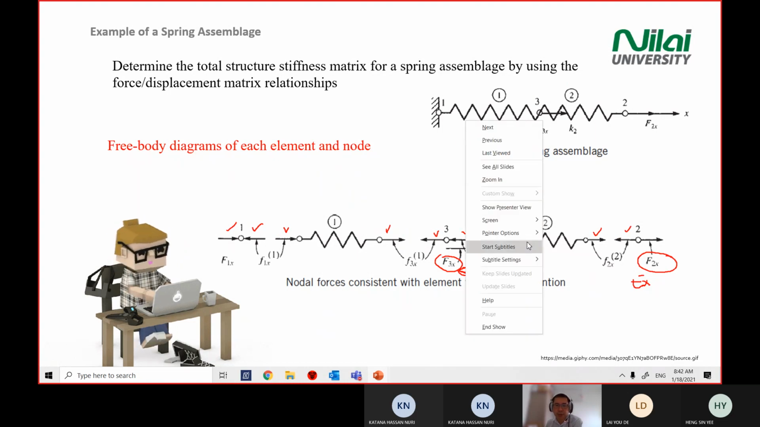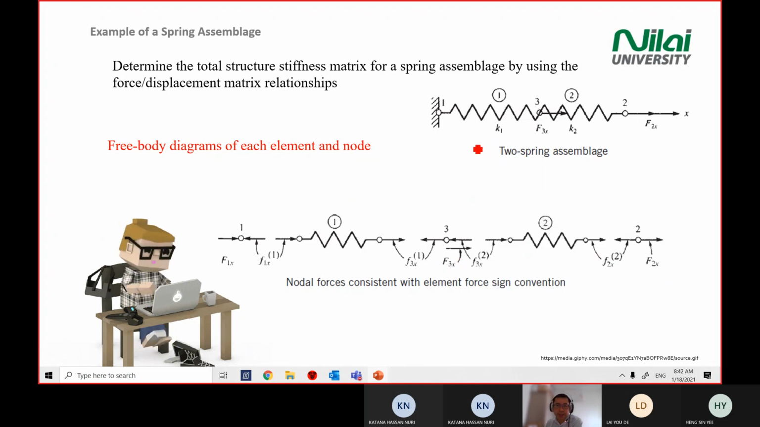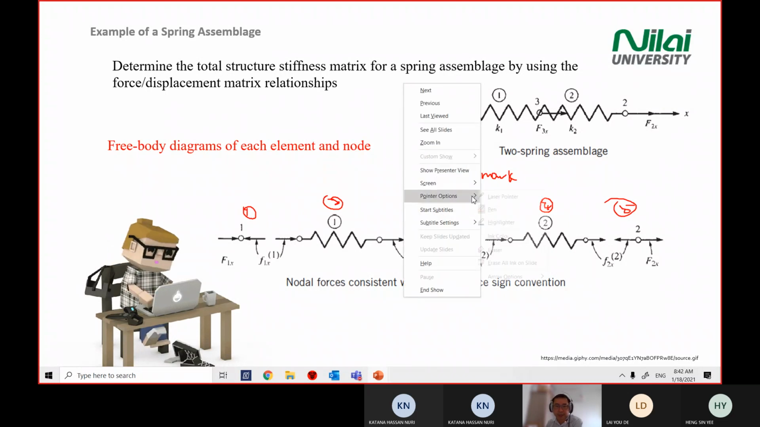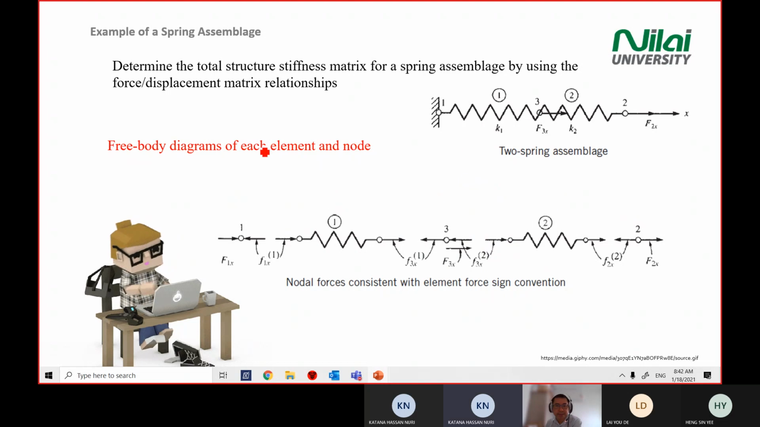When it comes to tests, the conversion from here to individual free body diagrams might give you up to 5 marks. How do I give you marks? 1 mark, 2, 3, 4, 5. It's very easy to score for this module. I will be very generous in giving marks as long as you follow the steps. Okay, any question?